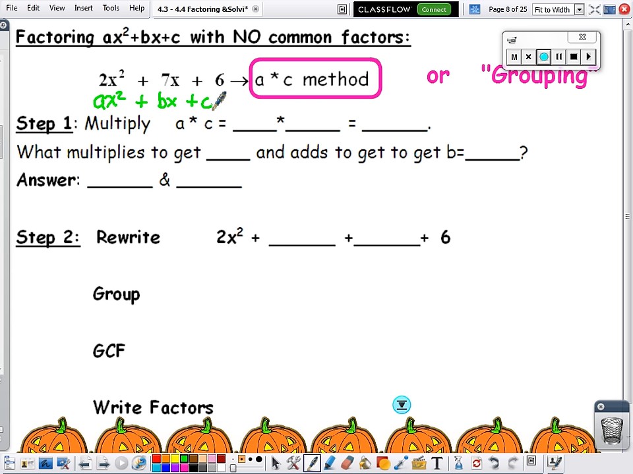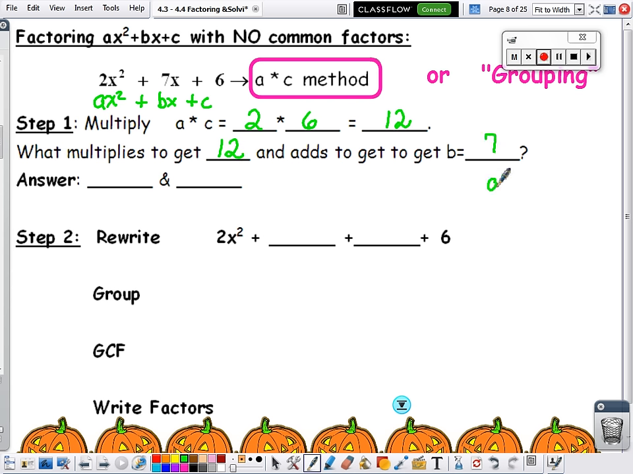So our step 1 is we take a and c and we multiply them together. So for this example, it would be 2 times 6, which would be 12. So we have to ask ourselves, what can we multiply to get 12 and add together to get 7?